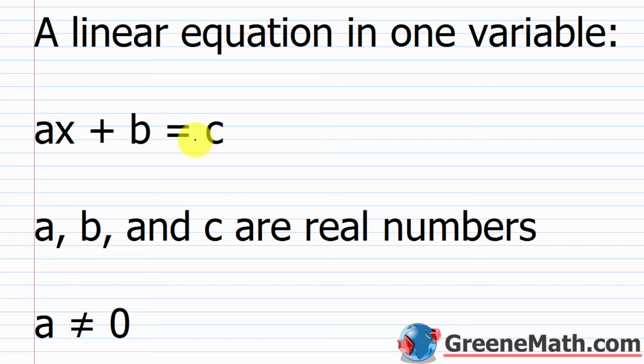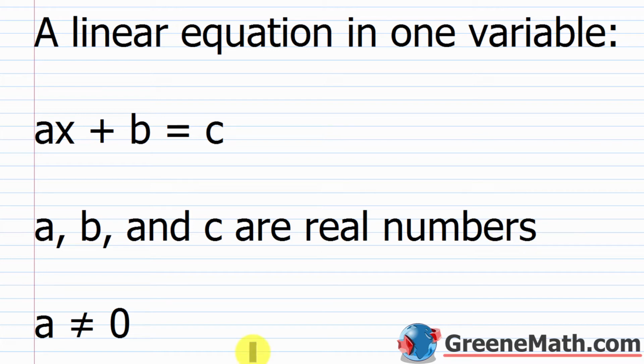It looks like this, and you're probably going to see this in your textbook: ax + b = c. Now, in the previous two lessons, you probably heard me say that a, b, and c are real numbers. We really haven't talked about what a real number is yet, but for right now, just think of it as any number that you can think of.